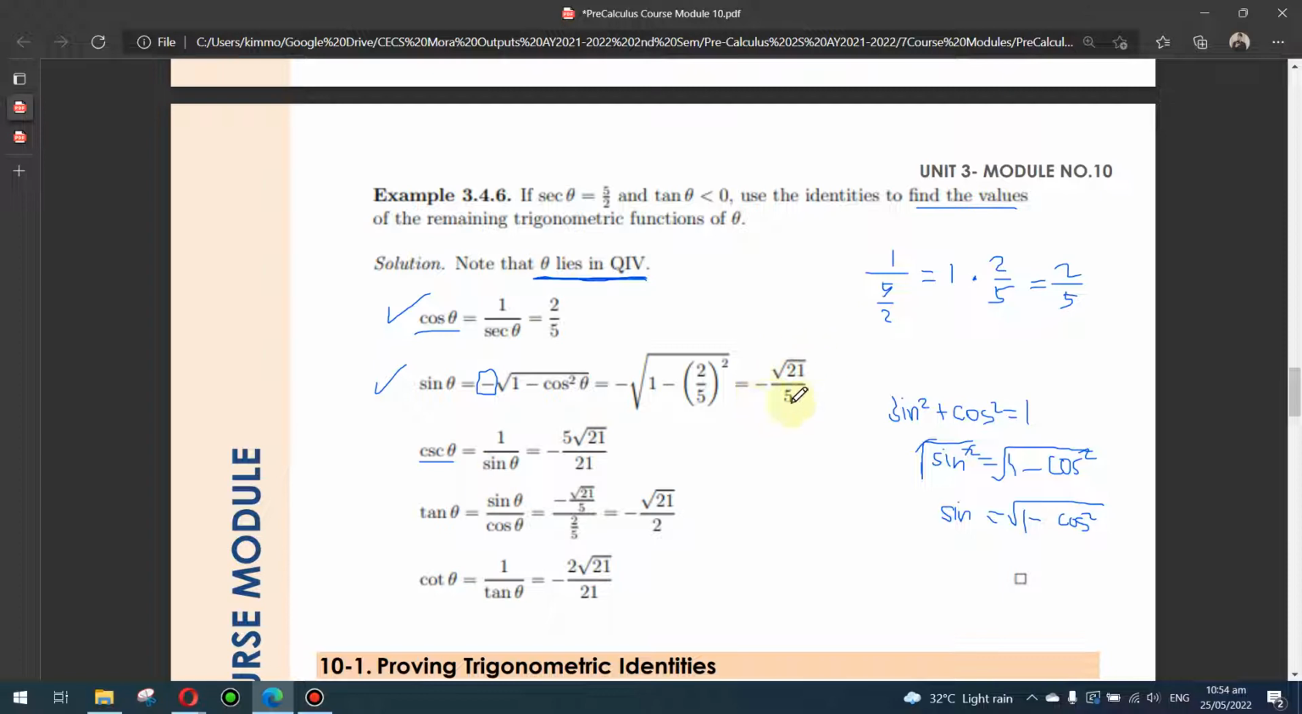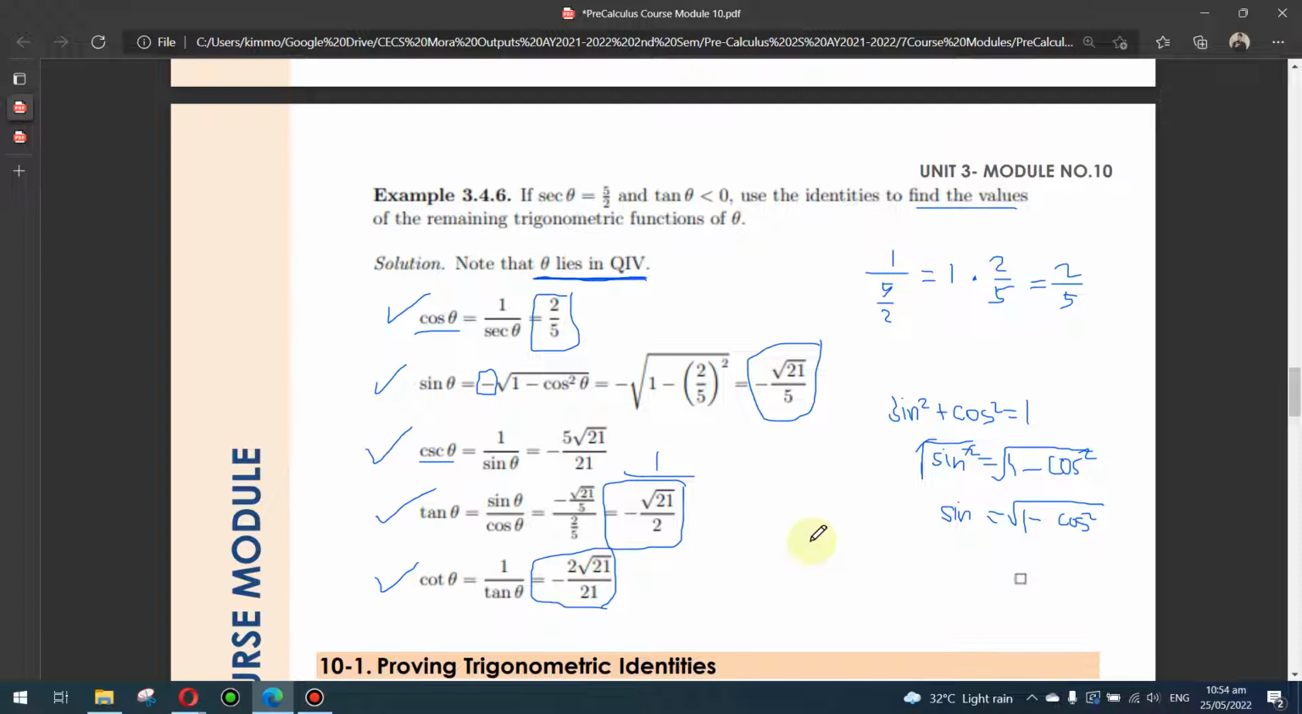So 1 divided by this value is actually equal to negative 5 square root of 21 over 21. How about the tangent? Tangent is just equal to the quotient identity. The quotient identity is sine over cosine. So substitute the value of sine and of cosine, then divide the two. So we have this result. Cotangent is actually the inverse of tangent, so just divide 1 by this value, then you will get this answer.